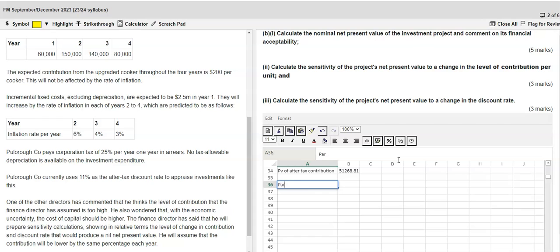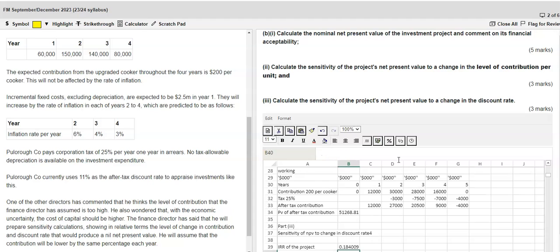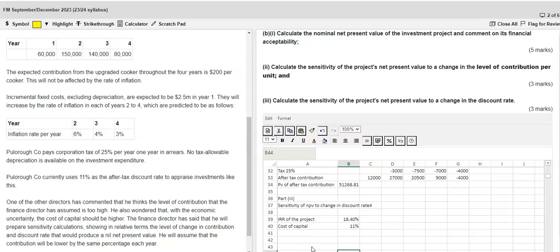Okay. Then the next part. Part third. Sensitivity of NPV to the change in discount rate. Whenever you are calculating sensitivity with the NPV, you have to calculate the IRR. So let's calculate IRR of the project. So IRR, bracket start, select all cash flows. So IRR is 11.4%. Cost of capital is 11%. So let's calculate the percentage change.